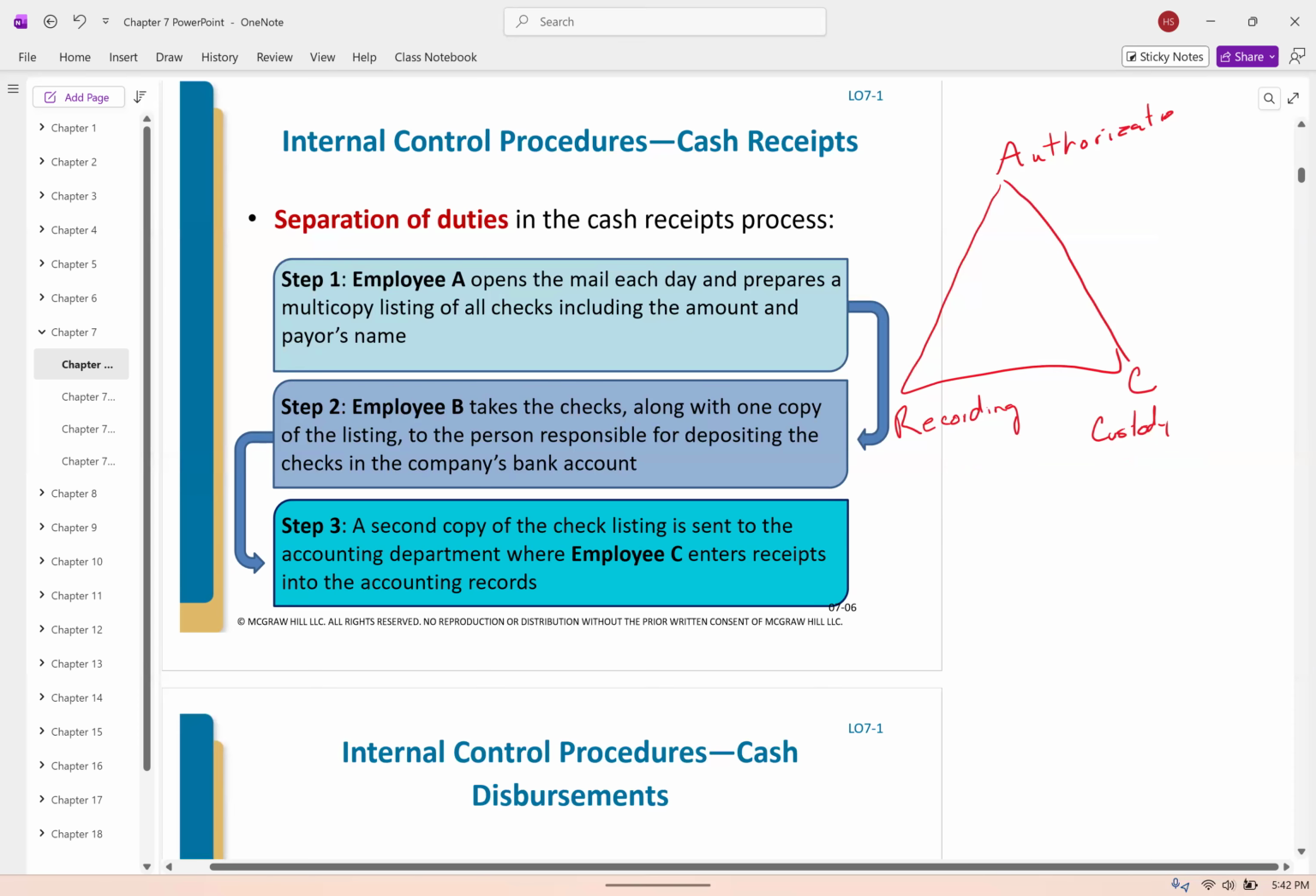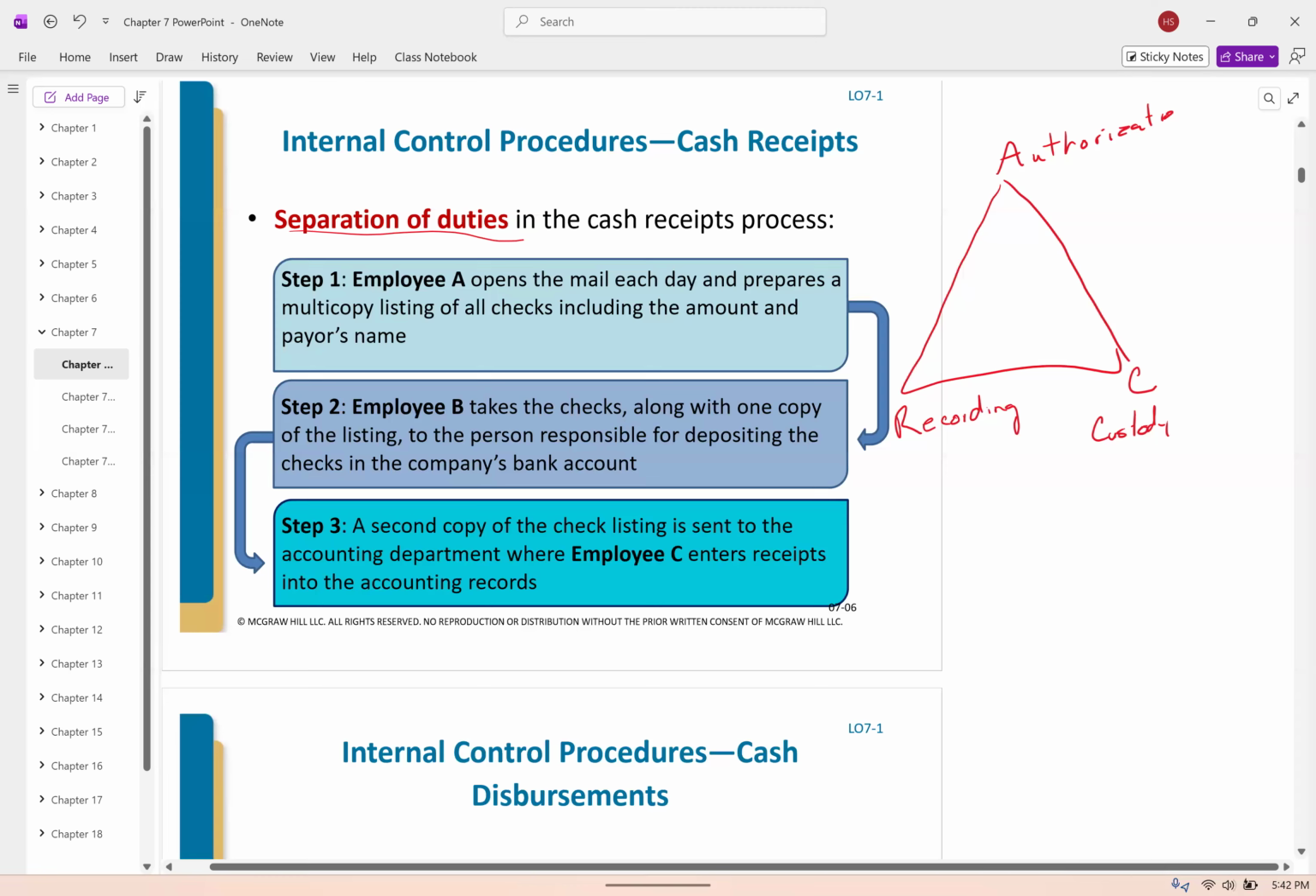Okay. If you have authorization, then you should not have access to recording, because you can authorize yourself a brand new laptop and make a journal entry for it. Okay. So this is called the ARC. It helps you figure out the separation of duties rather than just go through all of these things that they have right here. I really like this.